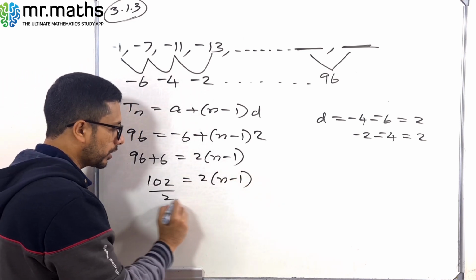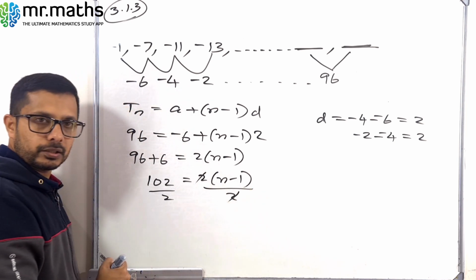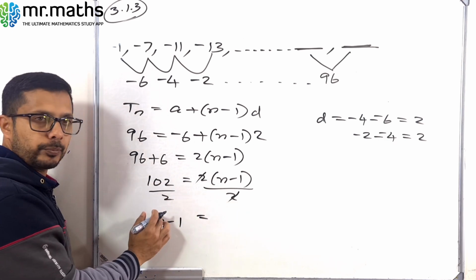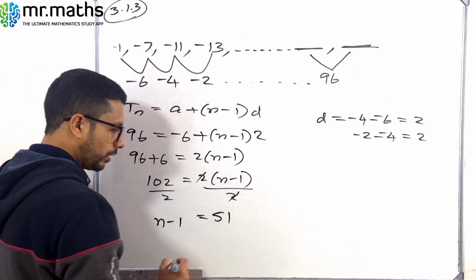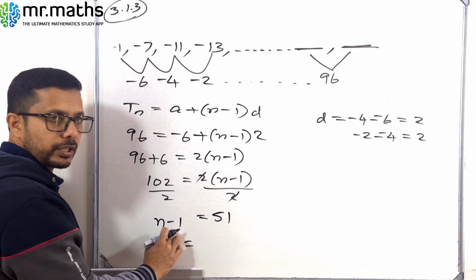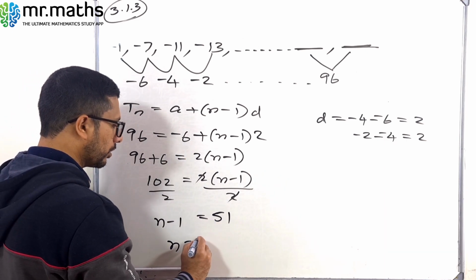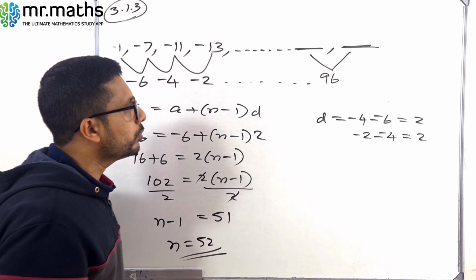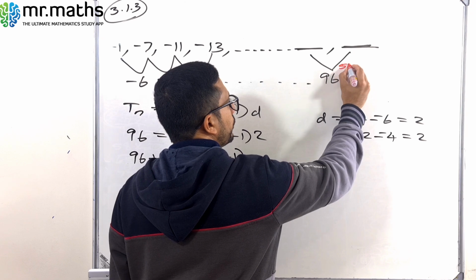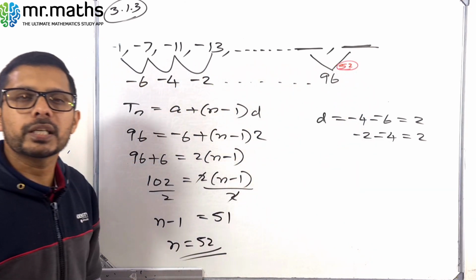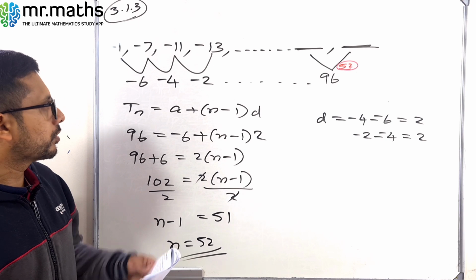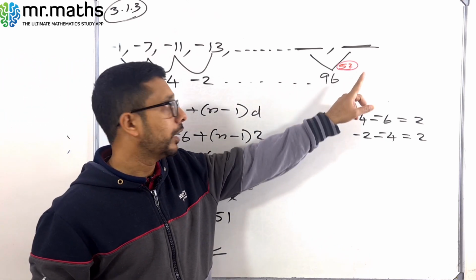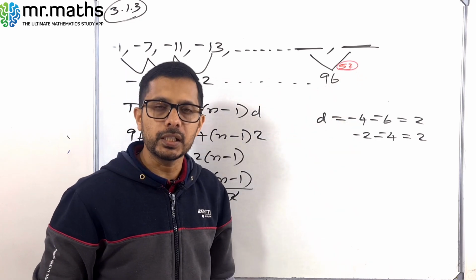If I divide both sides by 2, these 2 and 2 cancel, am I right? So what is remaining here? n minus 1 is equal to 102 divided by 2, which is 51. Okay, so n is equal to, taking this minus 1 to the other side, 51 plus 1, so it is 52. So what is the meaning of that? The 52nd term is 96. Do you understand? So first term, second term, third term, fourth term, fifth term, sixth term, like etc. Similarly the 52nd term is 96.